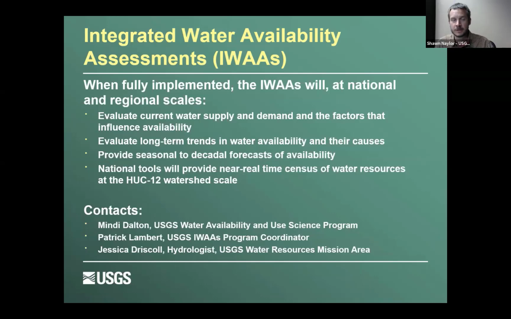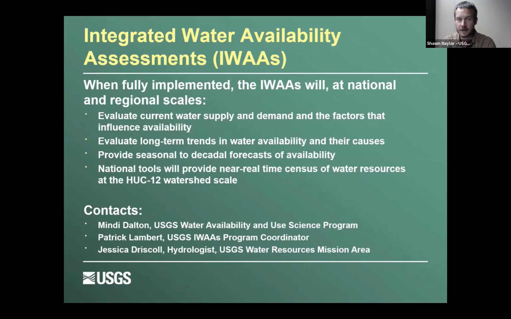Another nationwide effort that the USGS is currently undertaking is the Integrated Water Availability Assessments Project. So this is just getting underway. But when it's completed, this project will, in real time, evaluate current water supply and demand, and in fact, multiple factors that are influencing current availability. There'll also be components of evaluating long-term trends in water availability and causes. So the focus here is mostly looking at hydrologic drought and ecological drought. So, in-stream flows will be a key component that it'll be looking at.